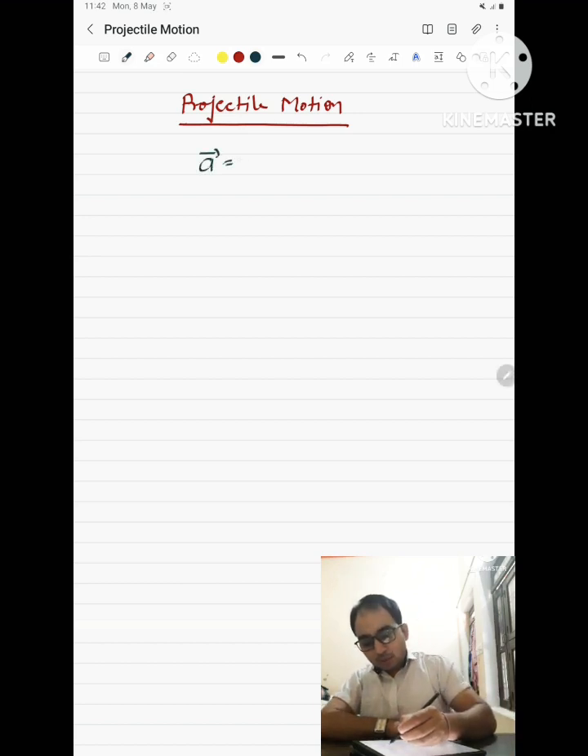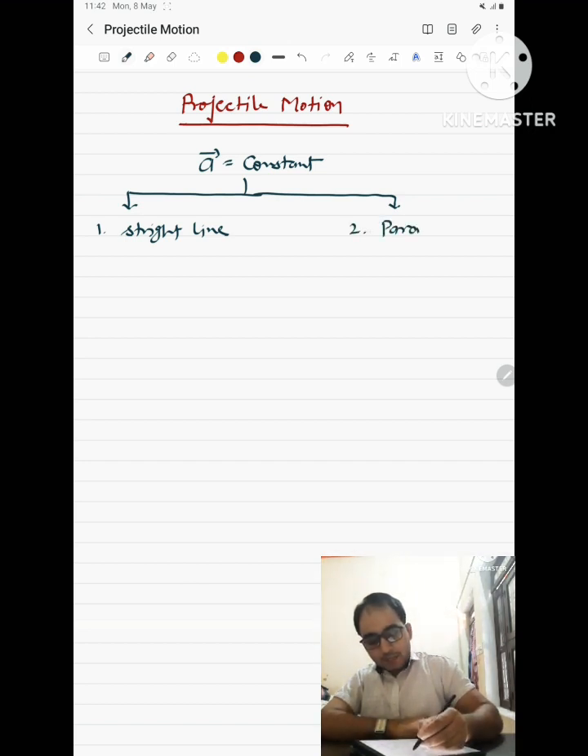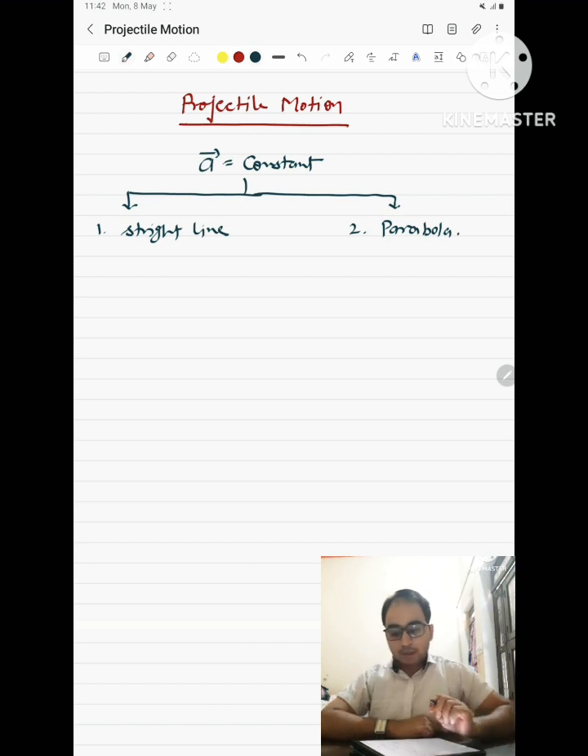When a is constant, then the trajectory of the particle can be a straight line or it can be a parabola. Now the question is, when is it a straight line and when is it a parabola.